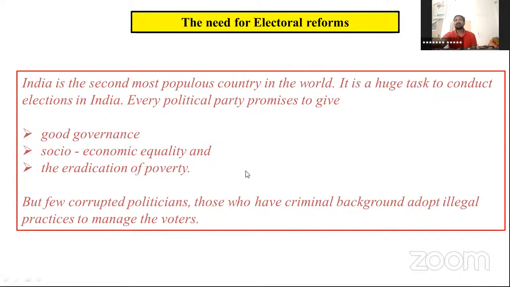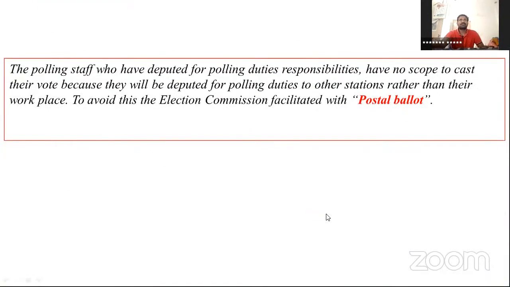The need for electoral reforms. For example, we introduced NOTA and VVPAT, and also the qualifications and complete details of contesting candidates. If any false information is given by them, disciplinary action is initiated by the Election Commission. Anyhow, these are very important electoral reforms.